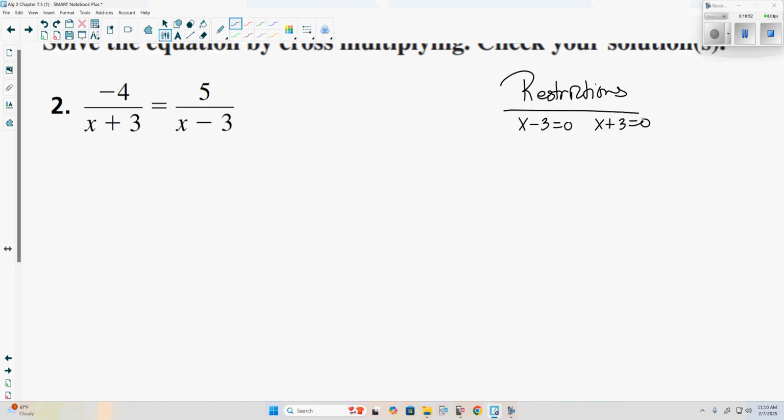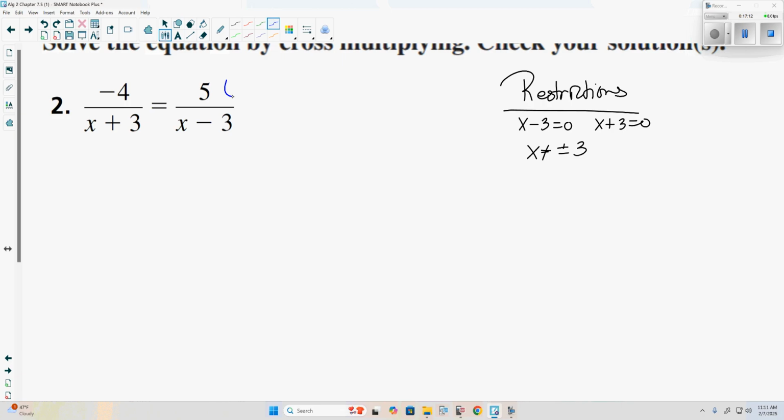There are 2 places where we could have a 0: either at x plus 3 or x minus 3. Because if x is negative 3, one of those two is going to be 0. If x is positive 3, the other is going to be 0. So positive or negative 3.